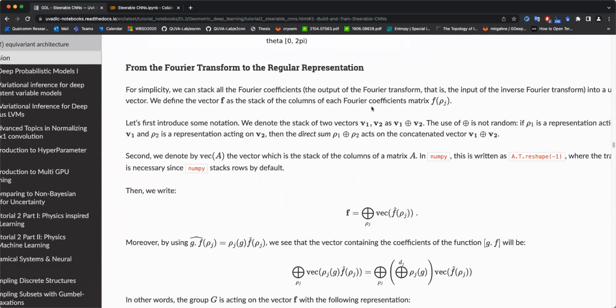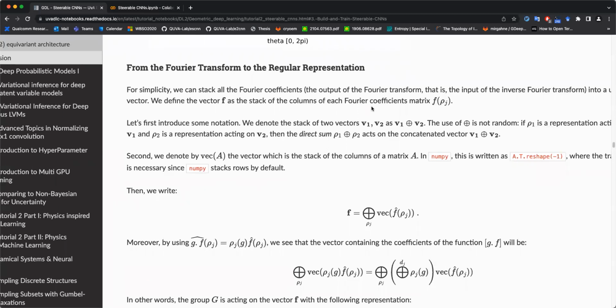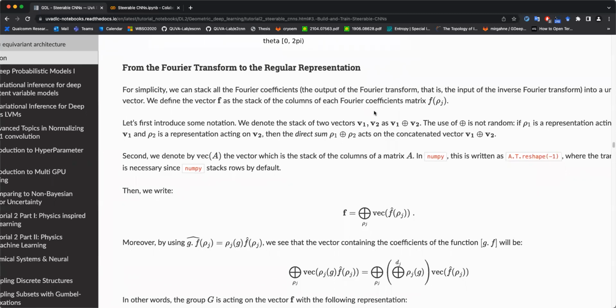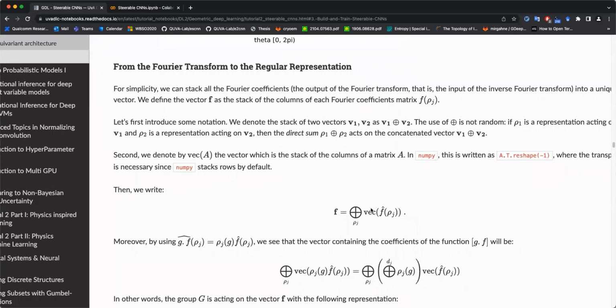Right now we store them essentially as a dictionary, which for each IREP stores a different matrix containing the Fourier coefficients. And each of those matrices was transforming according to its own IREP. What we want to do now is instead look at all these matrices together as a unique vector space. So for each IREP, we take the corresponding matrix and we vectorize it.